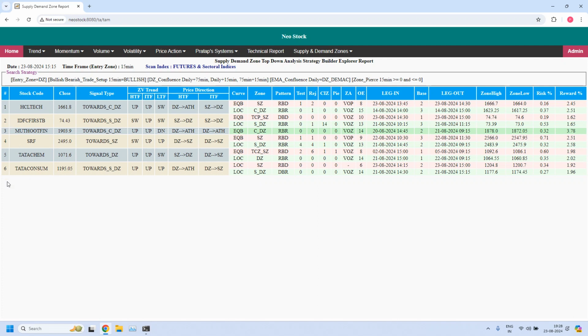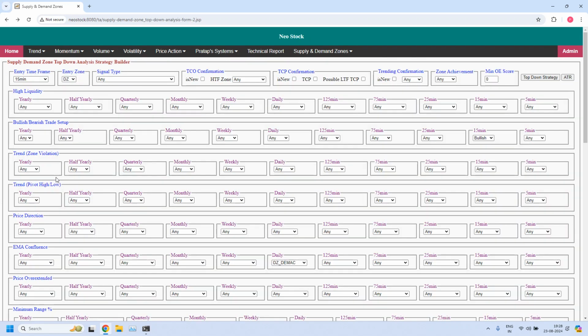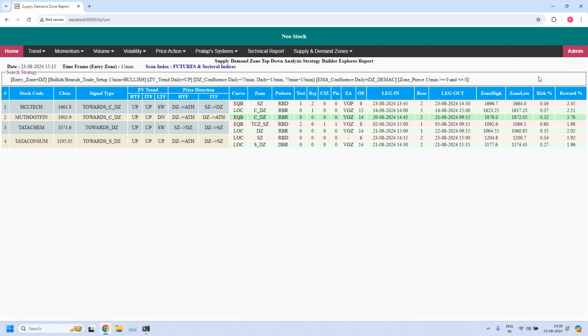So that means all these 6 stocks are supporting daily EMA confluence, but the stocks that are sideways, you can ignore them. So you have only 4. Still, if we want to ignore them, simply in zone violation, in the daily time frame, you set the trend as uptrend. Now you filter. 4 stocks are filtered. Either you can eliminate manually, or the software also eliminates.